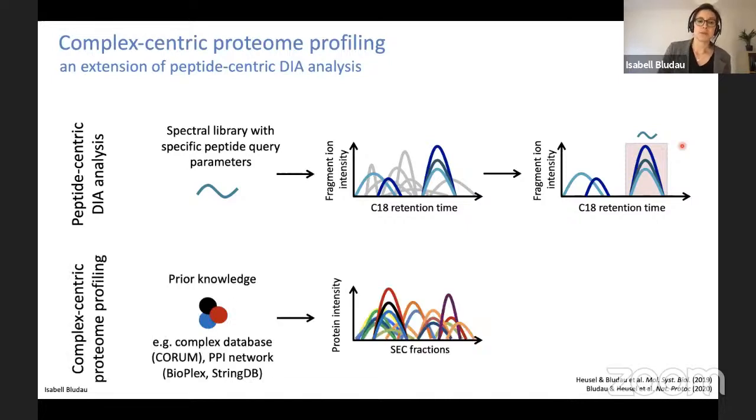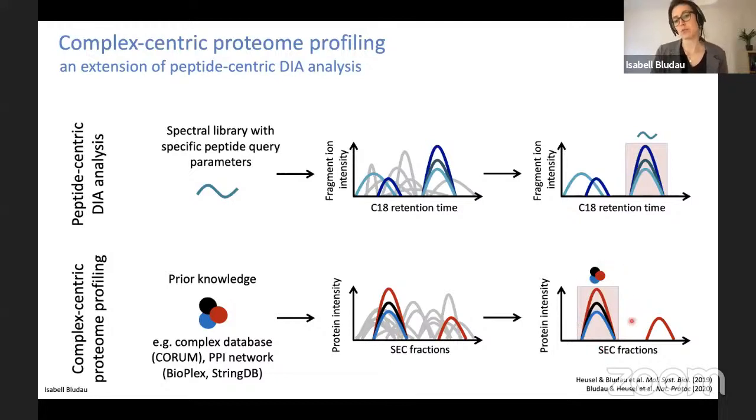In complex-centric proteome profiling, we use prior knowledge from complex databases such as CORUM. We then go into our highly multiplexed SEC profiles and extract only the protein chromatograms of our proteins of interest in the complex that we just query. And then we try to find the protein coelution peak group of the complex in our data.